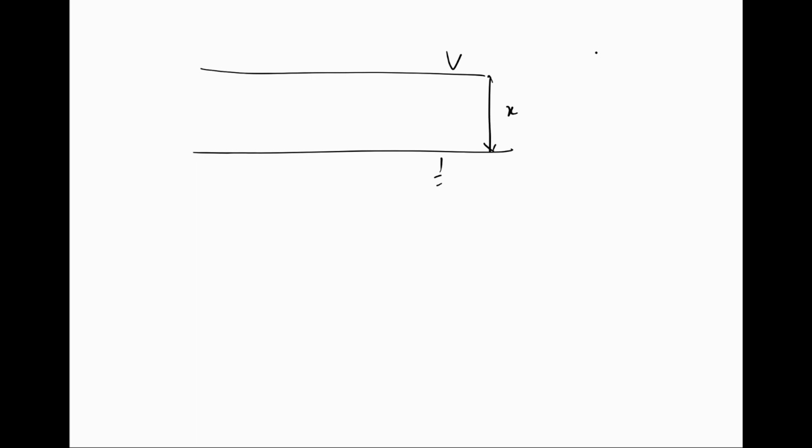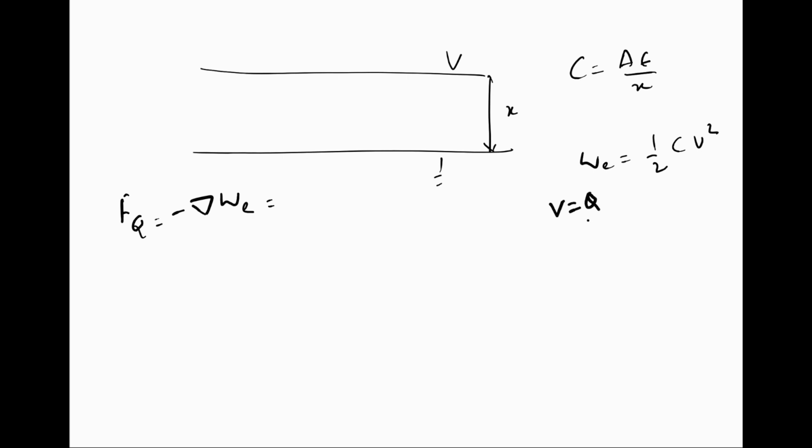So let us verify this. Let us take a parallel plate capacitor with voltage V, and this displacement is, let us say, x. So we know C is equal to A epsilon naught over x. Now we know that force when charge is kept constant is minus delta WE. Now WE, we know, is half CV square. Since charge is constant, we will replace V by Q by C so that we can keep charge constant. So half C Q square by C square, so it will be Q square by 2C.